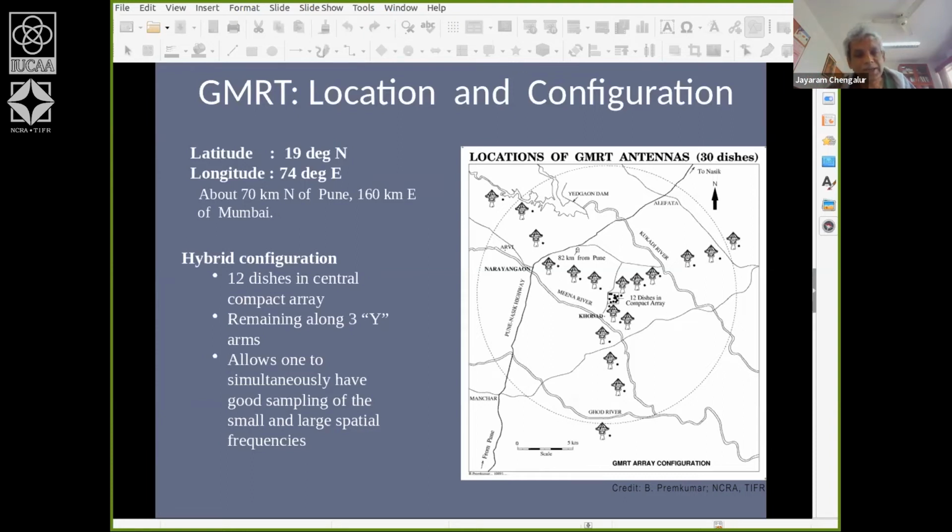The other important consideration is just practical considerations. That is, where all do I have land? Where can I put down my antennas? How much will it cost to connect all of these antennas to a central processing station? Is there road access to the antennas, and so on and so forth.